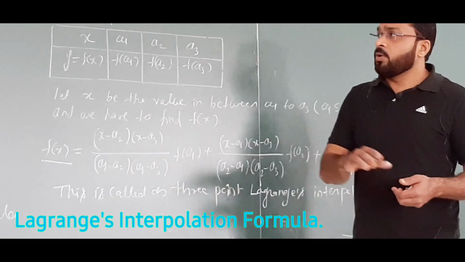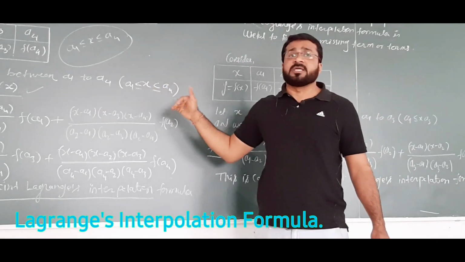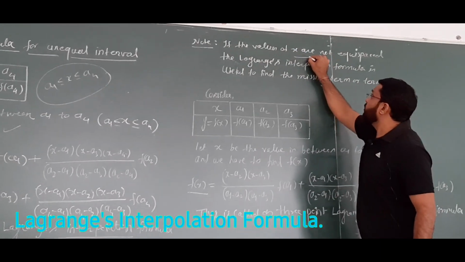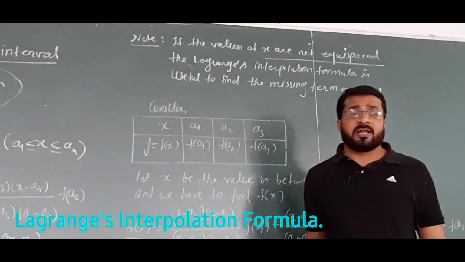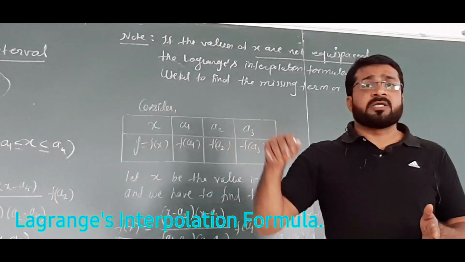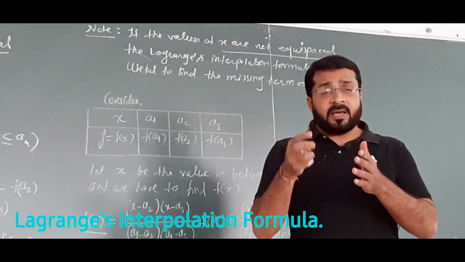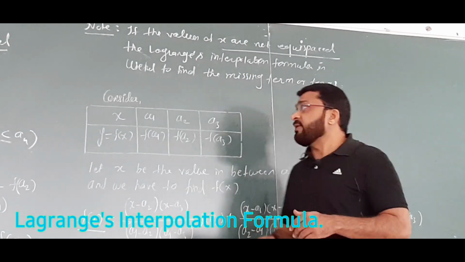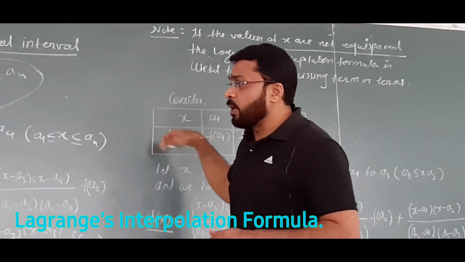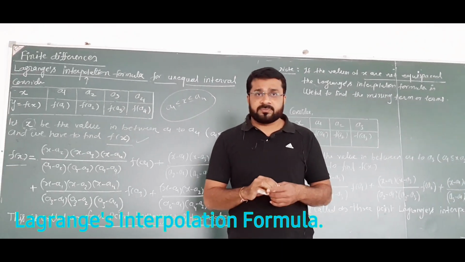So this we use to reduce the given data into polynomial form, or to find the missing terms, that is, to find the value of y. It is especially used when x is not equispaced, because if x is equispaced, meaning the values of x are at equal intervals, then we have Newton's interpolation formulas. But we use Lagrange's interpolation formula when x is not equispaced. This is just a formula description, how to write down Lagrange's interpolation formula for x with unequal intervals. Okay, thank you.